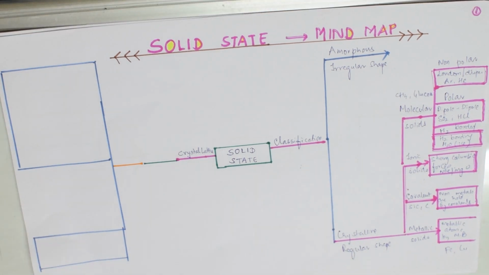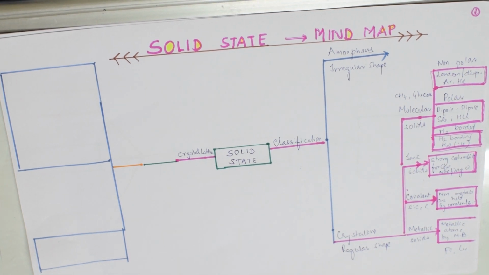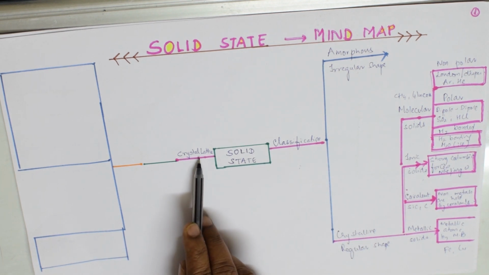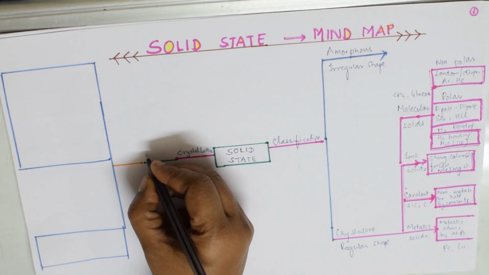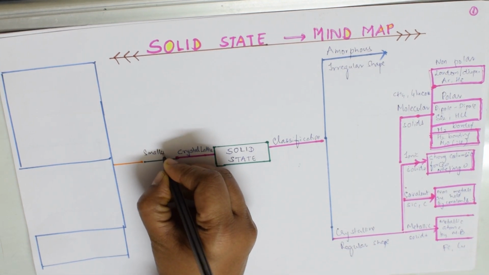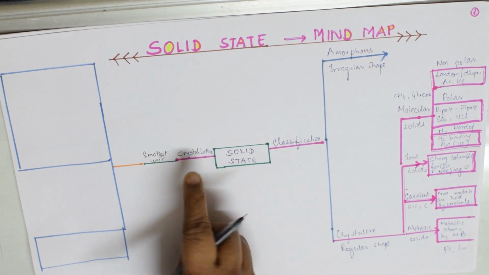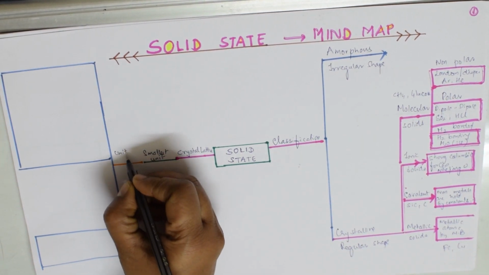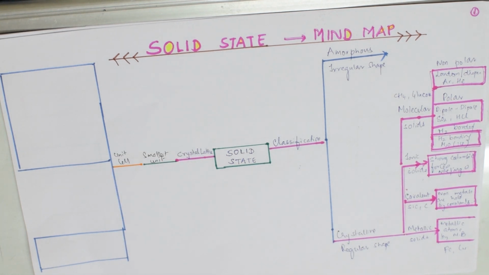Right students, now after this classification, let's come back to the basic unit of the solid state, that is we speak in terms of crystal lattice, isn't it? So the packing of the solids is basically in the form of a crystal lattice. Now in a crystal lattice, what is the smallest unit? In a crystal lattice, the smallest unit is nothing but the unit cell. Here in the unit cell, we are going to calculate the density also. We are also going to see the types of unit cells, correct?